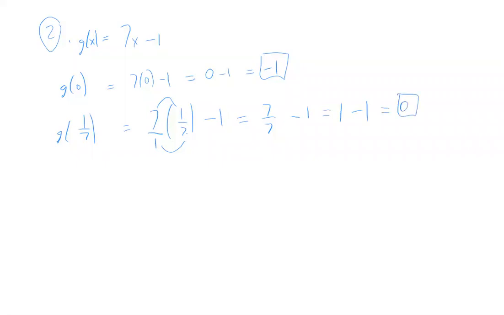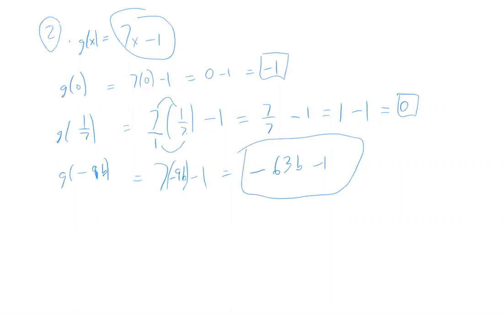Okay, then how about the next part of this problem? It says g of negative 9b. Well, that just means you take the 7x minus 1, but instead of x, you erase the x and you plug in negative 9b. So if you plug in negative 9b, you just multiply by 7, so you get negative 63b minus 1, and that's it. That's the answer.